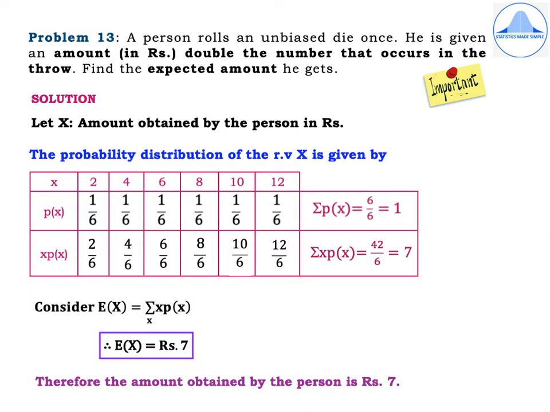Then calculate x P(x), which gives 2 by 6, 4 by 6, 6 by 6, 8 by 6, 10 by 6 and 12 by 6. So summation x P(x) is equal to 42 divided by 6, which is equal to 7. Then write the formula for expectation of X, which is equal to summation over x, x P(x). Therefore, E(X) is equal to rupees 7. Hence, the amount obtained by the person is rupees 7.